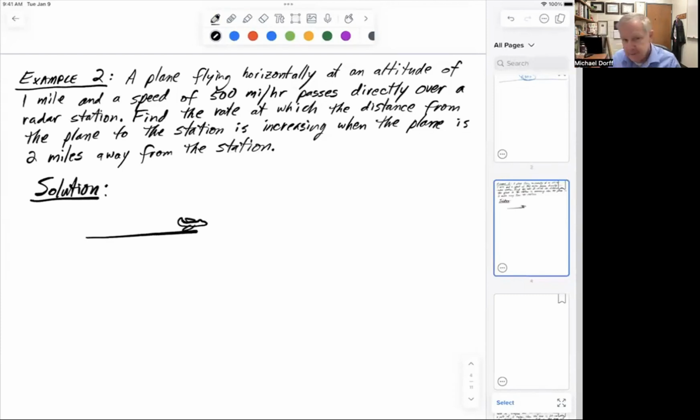There's my plane, and it's flying horizontally at an altitude of 1 mile. So that means the height above the ground is 1 mile. All right, and the speed is 500 miles per hour. Now, speed is the derivative. So let's put in a variable here. We'll call this A here. And so we know that dA/dt, that's the speed of the plane, is 500 miles per hour, right?